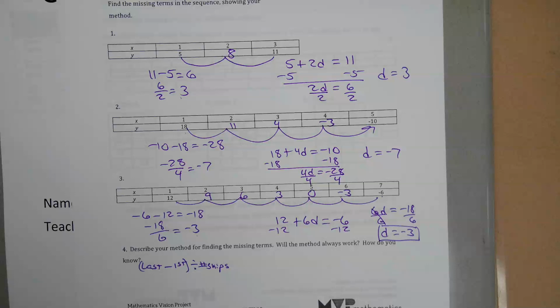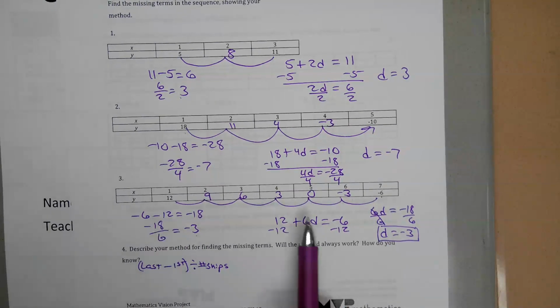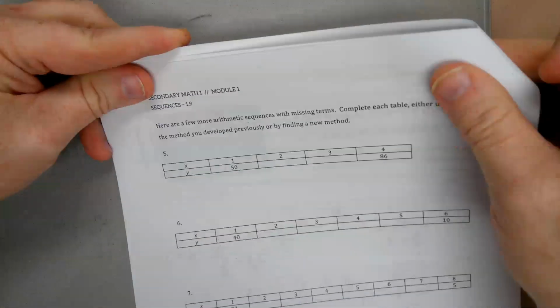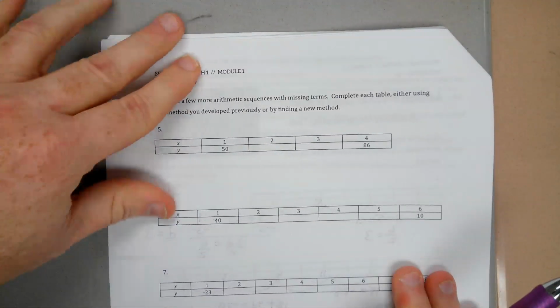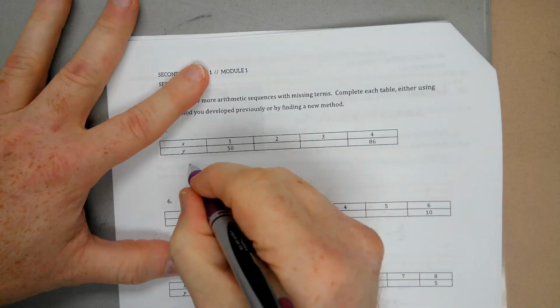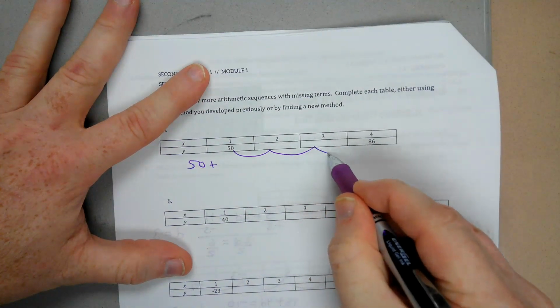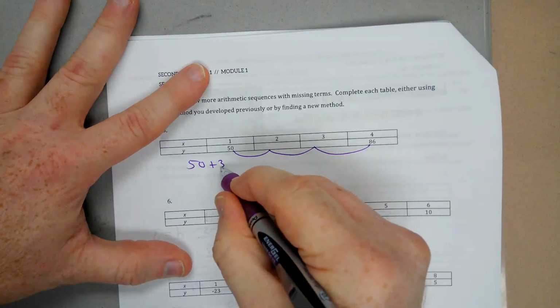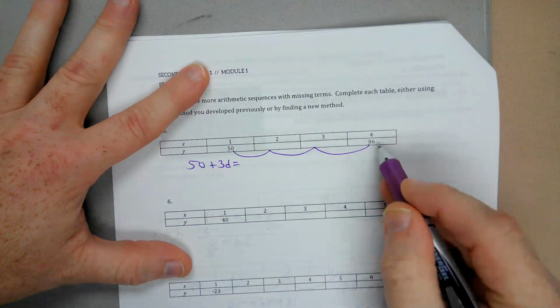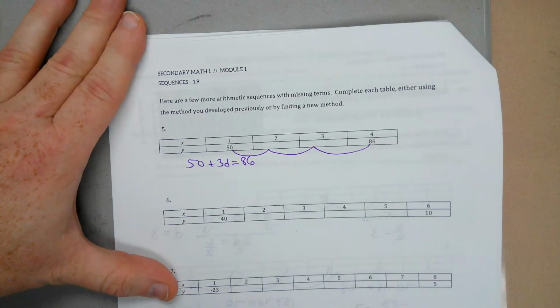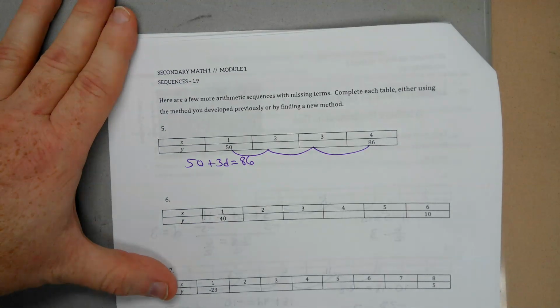So let's try the next page, and instead of doing last minus first, let's try and write it as an equation and see where we go. All right, so I'm going to start with 50 plus 1, 2, 3. And that's going to equal 86. Now, I don't expect you guys to be able to do this in your head, but if you can, that's great.